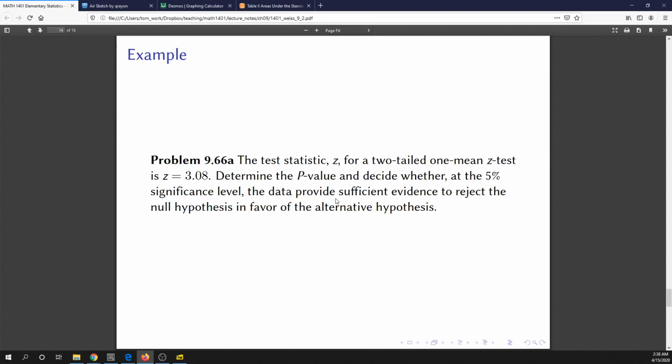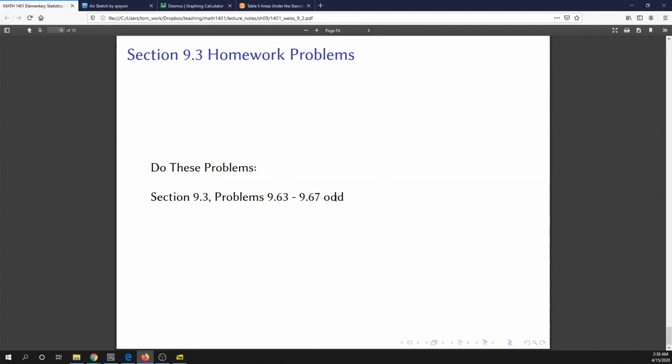All right, we have some example problems. I'm going to split those out into separate videos. And then the homework problems here are 9.63 to 9.67 odd. Again, these problems are just small parts of hypothesis tests. And then in 9.4 and 9.5, we'll start putting everything together and doing full hypothesis tests.